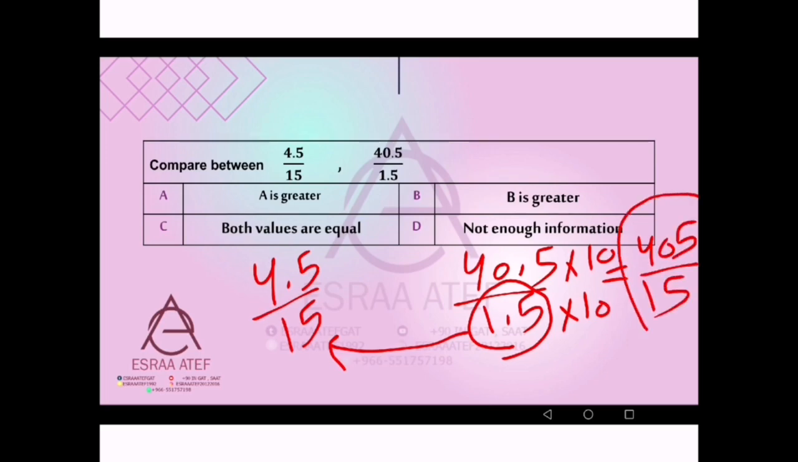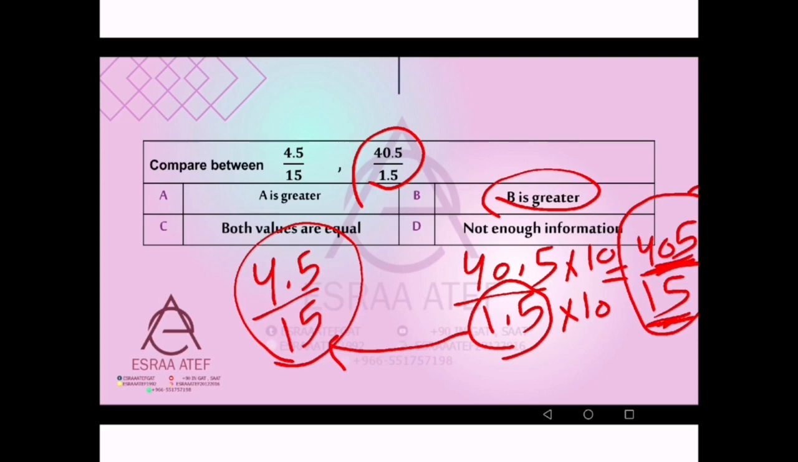Okay, so which one is bigger? 405 divided by 15, or 4.5 divided by 15. If we divide 405, for example riyals or anything, over 15 people, it means that it will be more. Yes, so the second value is greater, so B is greater.